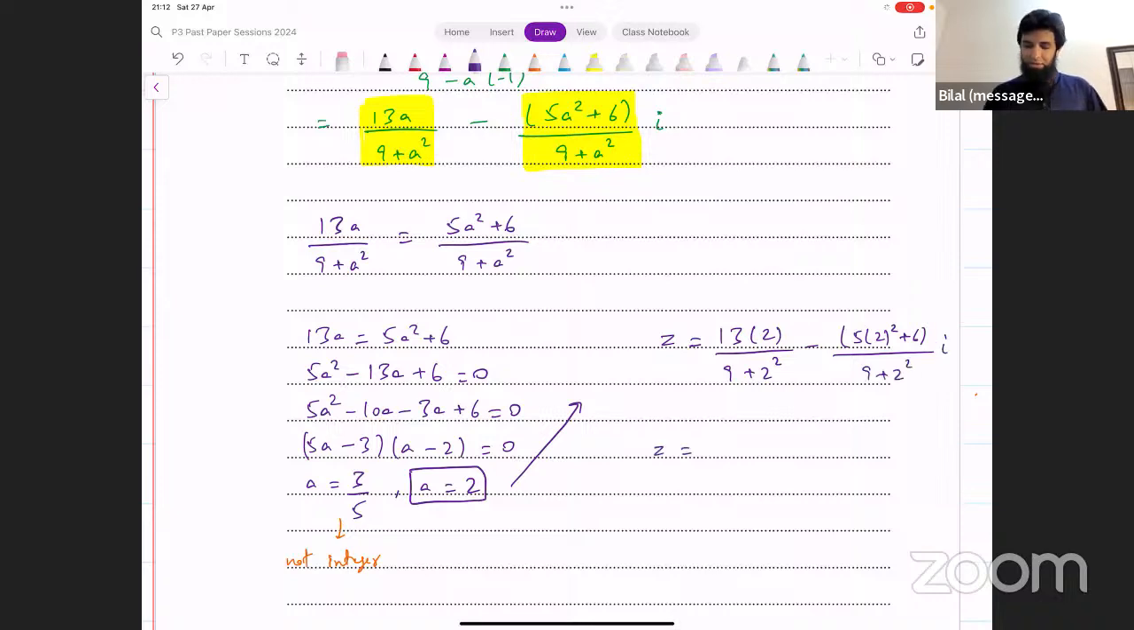What do we get from this? 26 divided by 13, and that's going to be 2. 2 minus 20 plus 6, that's 26, divided by that. That's 2 minus 2 iota. That is what z turns out to be. 2 minus 2 iota. Make sense to everyone?